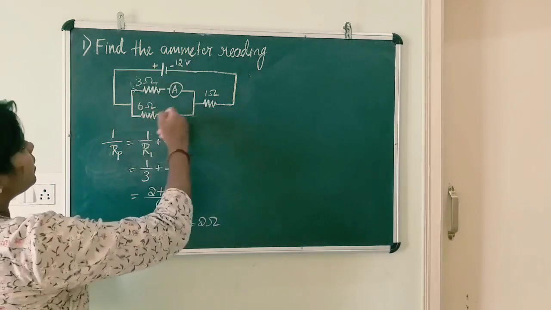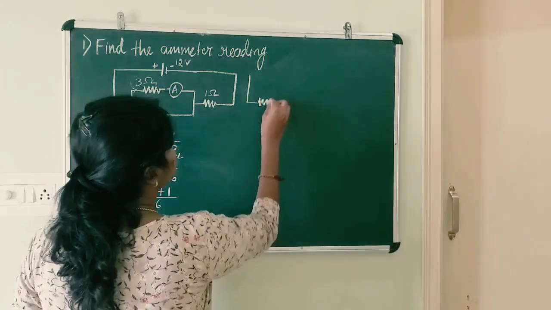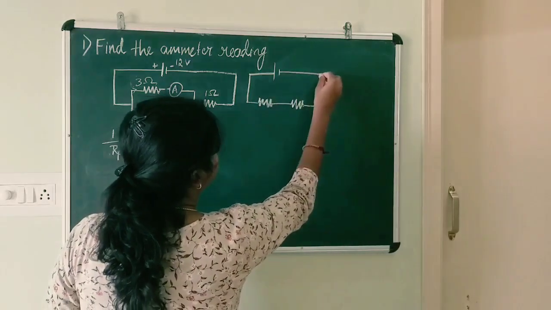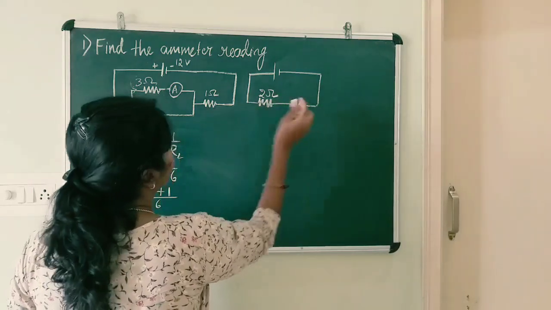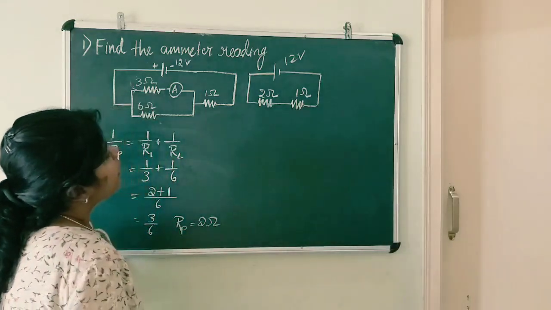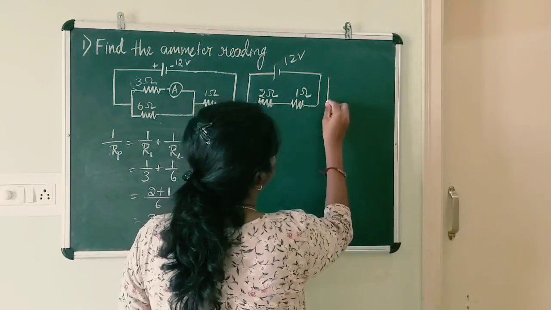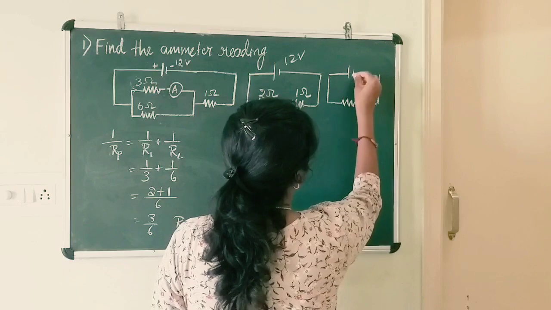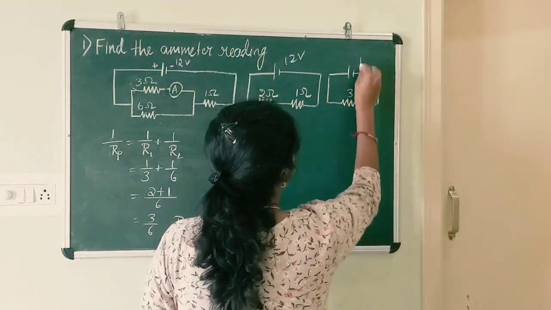Now we know the equivalent resistance of 3 ohm and 6 ohm. Let us redraw the circuit diagram. Here for 3 and 6 ohm we get 2 ohm and this is 1 ohm. Potential difference is same, that is 12 volt. If the resistors are in series, we add them to find the equivalent resistance. So this is the final electric circuit. 2 plus 1 is equals to 3 ohm.